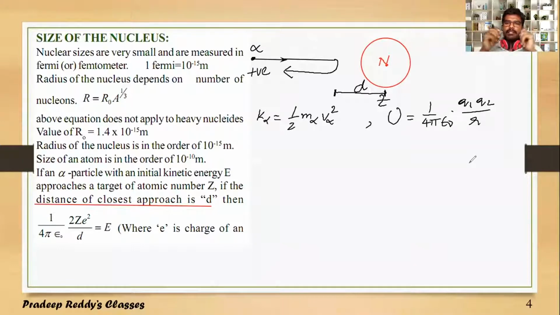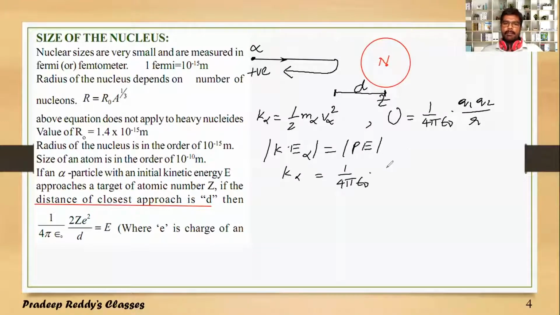At some particular situation, it attains a state where the kinetic energy of the alpha particle becomes equal in magnitude to the potential energy of the alpha particle from the nucleus. So the kinetic energy magnitude and potential energy magnitude become equal. So the kinetic energy K alpha is equal to the potential energy between the nucleus and this alpha particle, which is 1 by 4 pi epsilon naught.